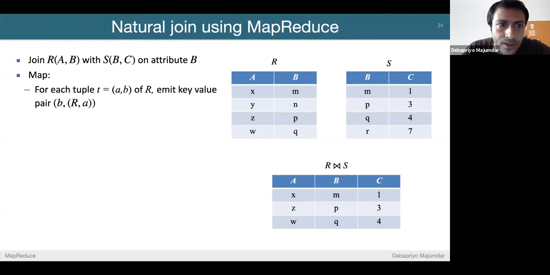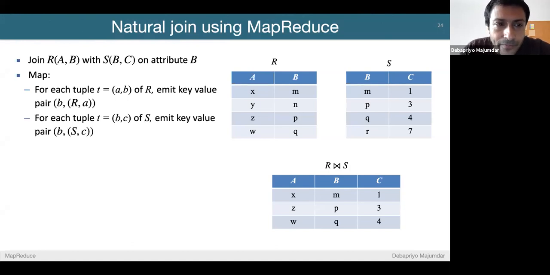So the map, for every tuple A, B of R, we will map it to the key value pair B comma RA. Now B is the key, RA is the value. You can think of this as just B is the key, A is the value. R is not the whole table. R is just a flag that this key value pair is coming from the table R. Okay, we'll need this.